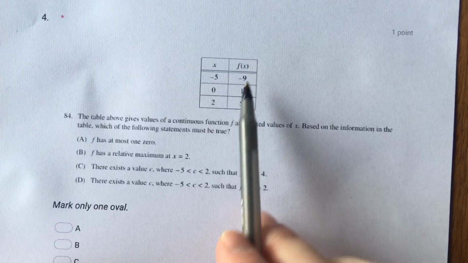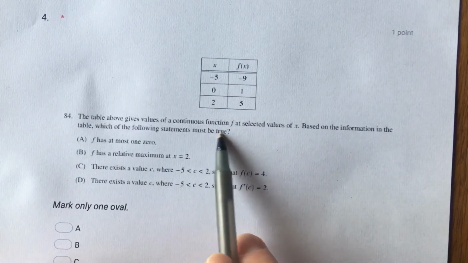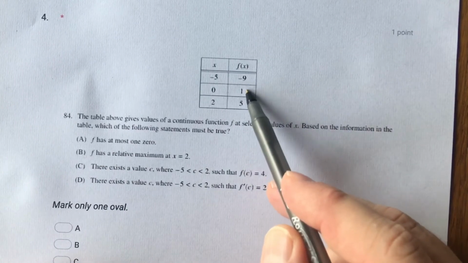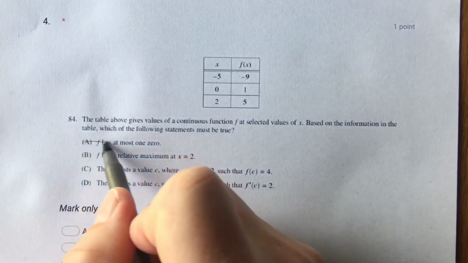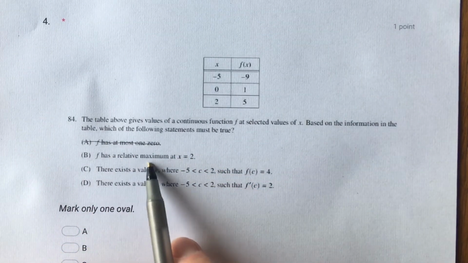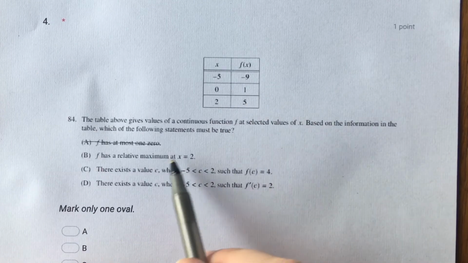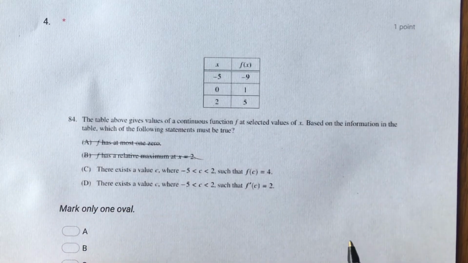Number 4 here gives us a table. If f is a continuous function based on this, which of the following must be true? F has at most 1 zero. Well, it definitely has 1 zero between here and here, but to say that that's the most it can have, that's saying too much. F has a relative maximum at x equals 2. We have no idea what's happening after this. To say that that's the relative max is saying, again, way more than we know.